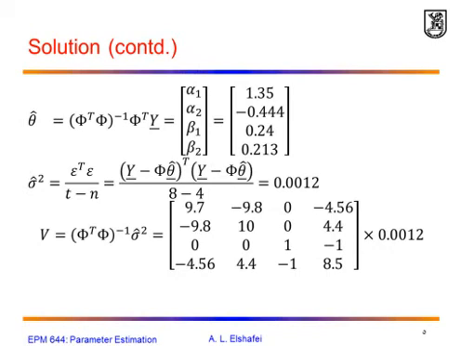If I'd like to get the region of, say, 95% confidence, then I would say that the actual value of alpha 1 would be in the range 1.35 plus or minus 2 times the standard deviation as calculated, and so on for the rest of the values.